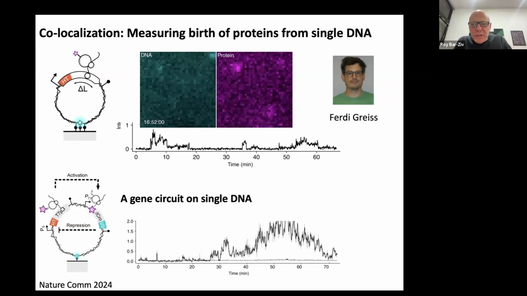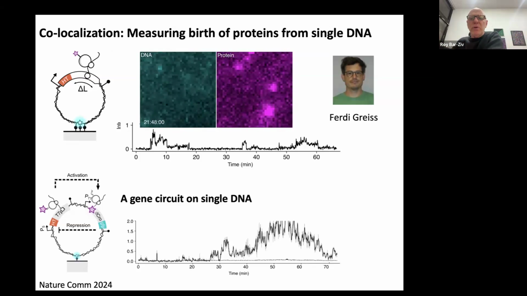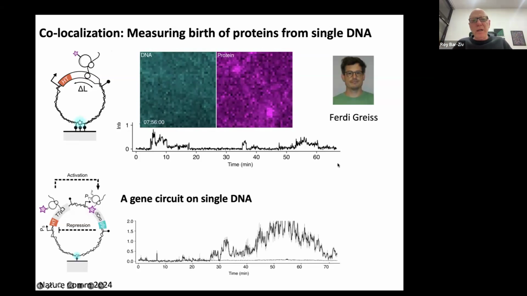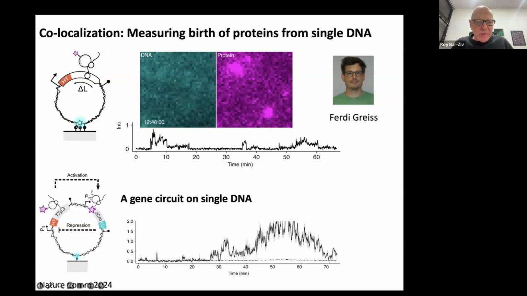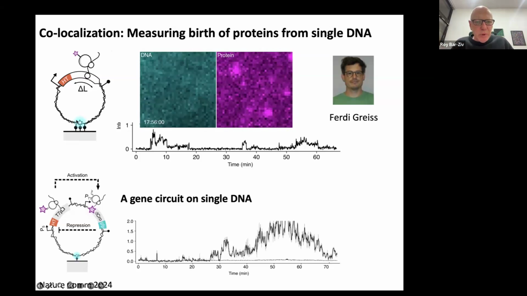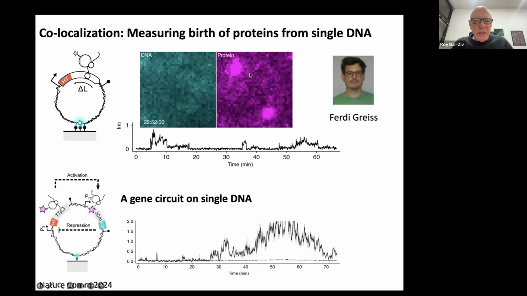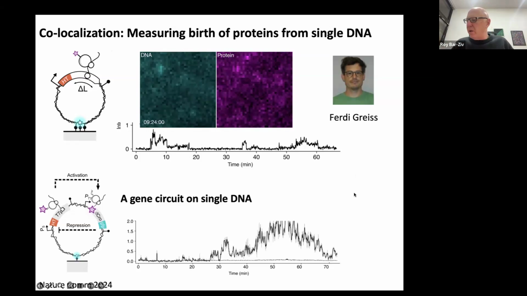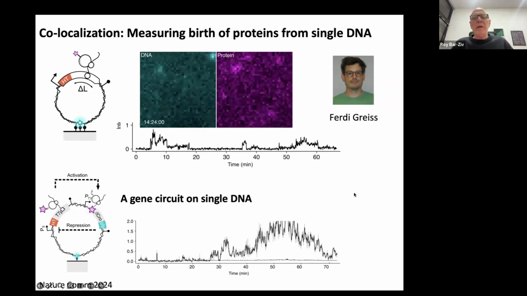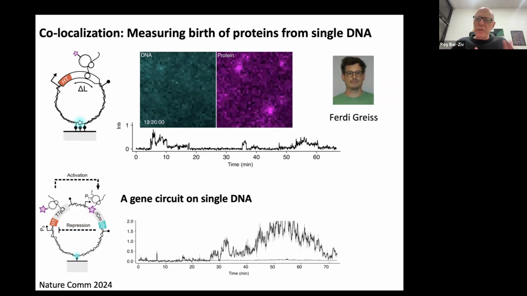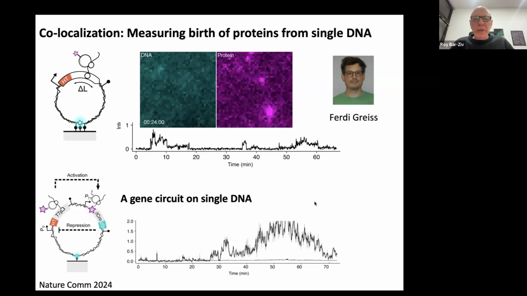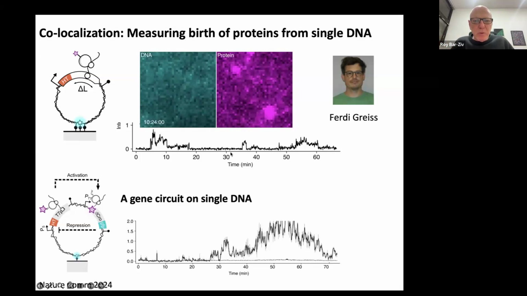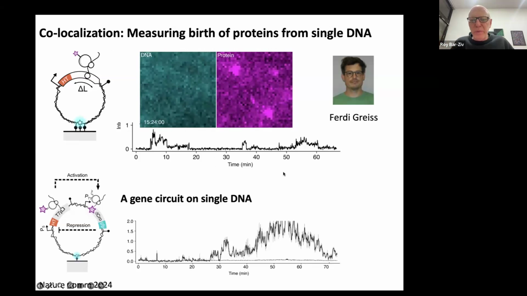And when you vary the length of the gene, you can generate more and more bursts. And what Ferdi showed for the first time is that you can actually see individual DNA spots labeled. The DNA is labeled in blue, and the protein is in this other channel. You can localize the proteins to individual spots and look at bursts of a few proteins at a time, measured in between gaps of dozens of minutes.